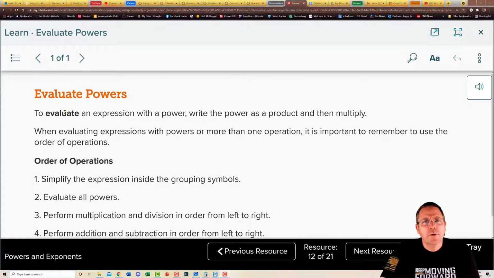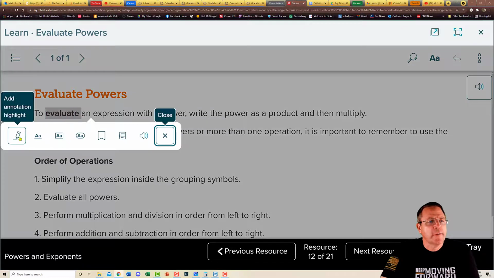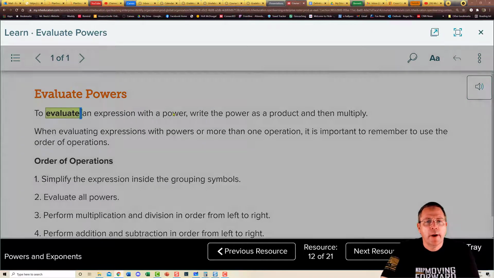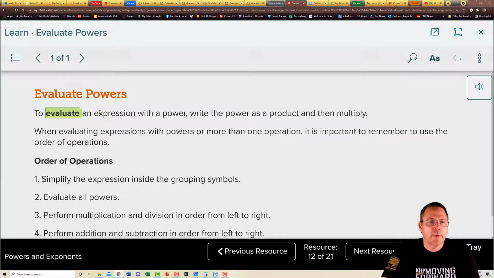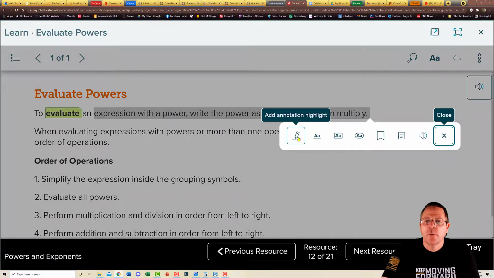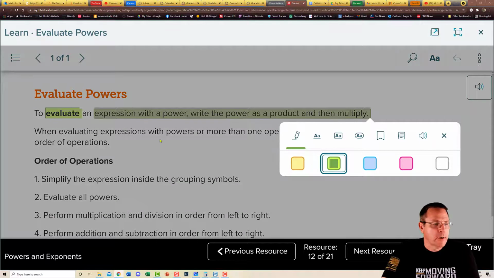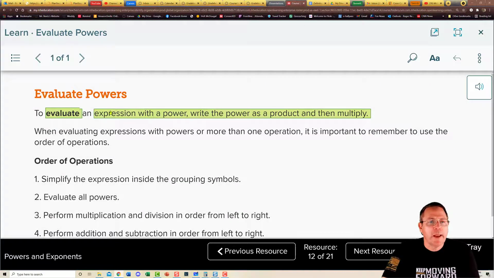And now we're going to pick up a new vocabulary word, and that is evaluate. Evaluate means to write the power as a product and then multiply. To evaluate an expression would be to write the power as a product and then multiply. So that's a new vocabulary term we're picking up here as well.